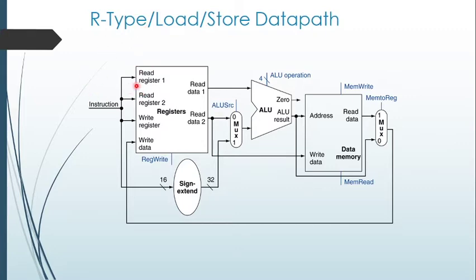So for an R type instruction, what happens? Register number 1, RS, is read, register number 2, RT, is read, RS is passed to the ALU, and RT is passed to the ALU through this multiplexer. That ALU source is the multiplexer that controls which should be the second input to the ALU. For an R type instruction, that ALU source will have a value of 0 instead of 1. After that, the ALU will do some operation, which is selected by this ALU operation field.